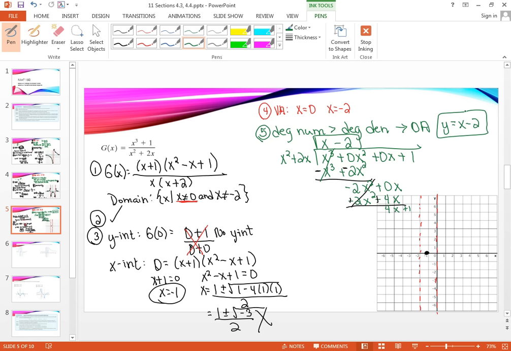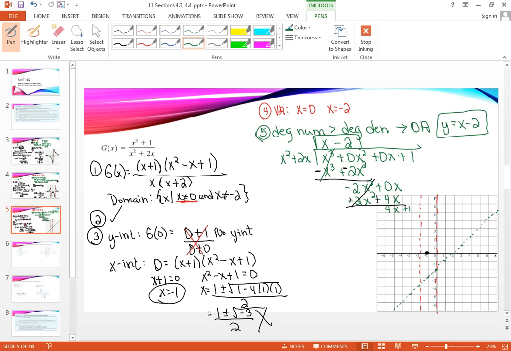Y-intercept is -2, slope is 1, so I can draw this really quickly. So my y-intercept is at -2, slope is 1, and I'm going to draw this in with a dotted line, because again, this is a guide to tell me what to do with the graph as it goes off to the sides, way off to the left and way off to the right.